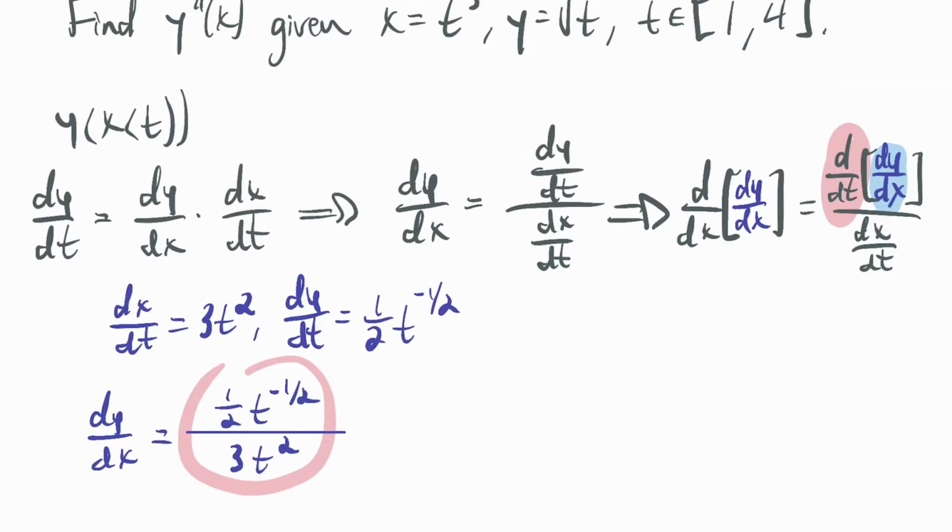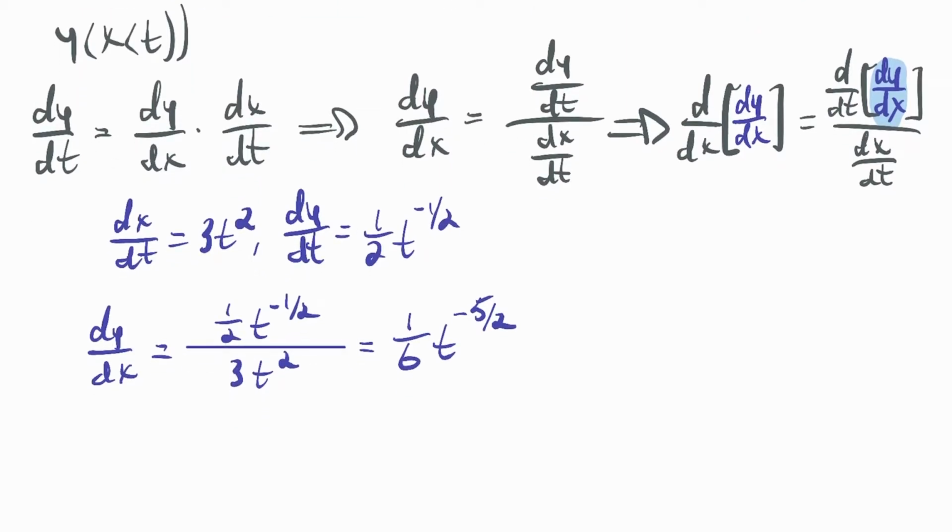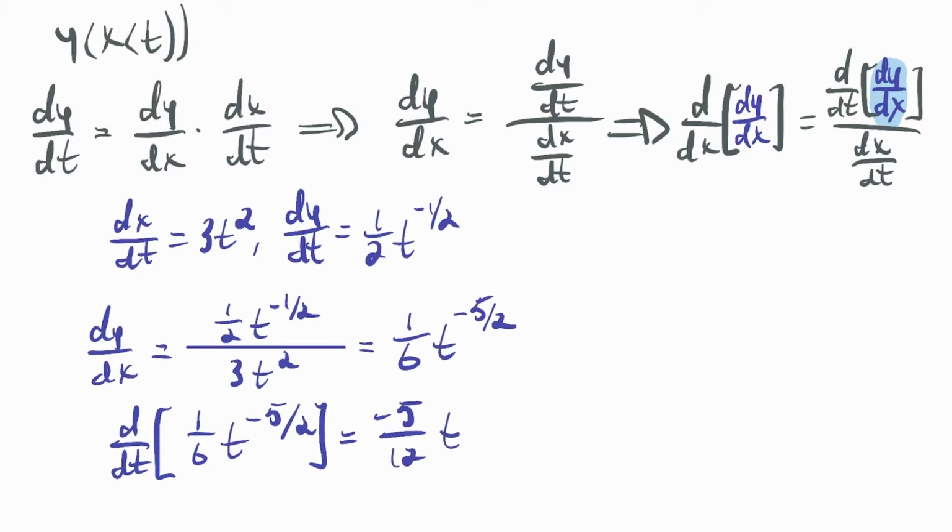In this case, we don't, because these are both just power functions, so I can simplify this, but sometimes you will need the quotient rule. So this will be 1/6 t to the negative 5 halves power. Okay, so I want d/dt of that. So this will be negative 5 over 12 times t to the negative 7 halves power. Okay, so I've worked out the numerator here.